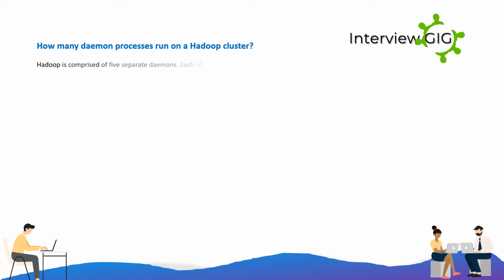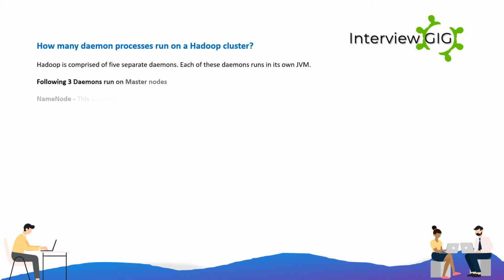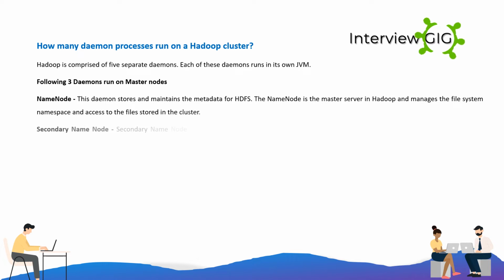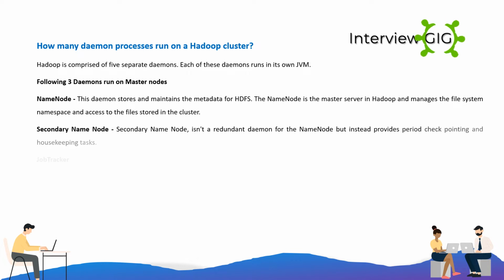Hadoop is comprised of five separate daemons. Each of these daemons runs in its own JVM. The following three daemons run on master nodes. Name node. This daemon stores and maintains the metadata for HDFS. The name node is the master server in Hadoop and manages the file system namespace and access to the files stored in the cluster. Secondary name node.